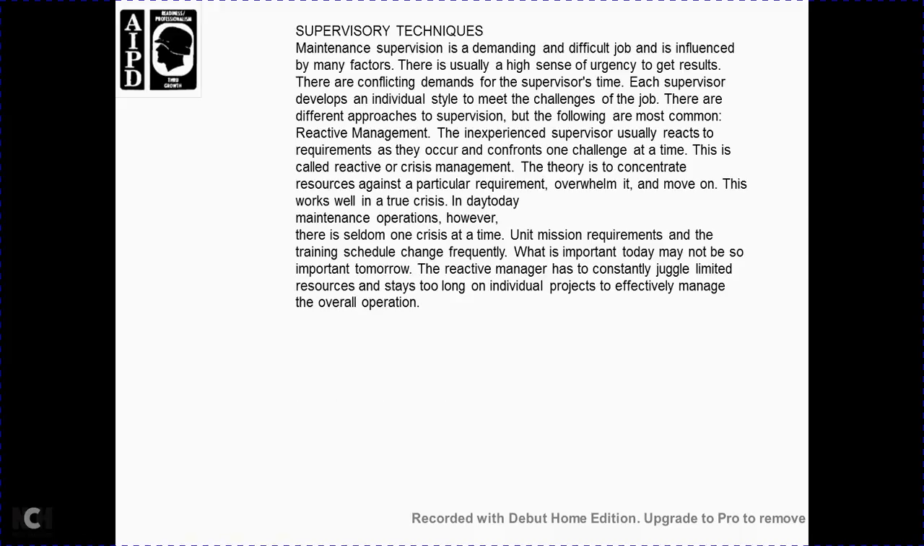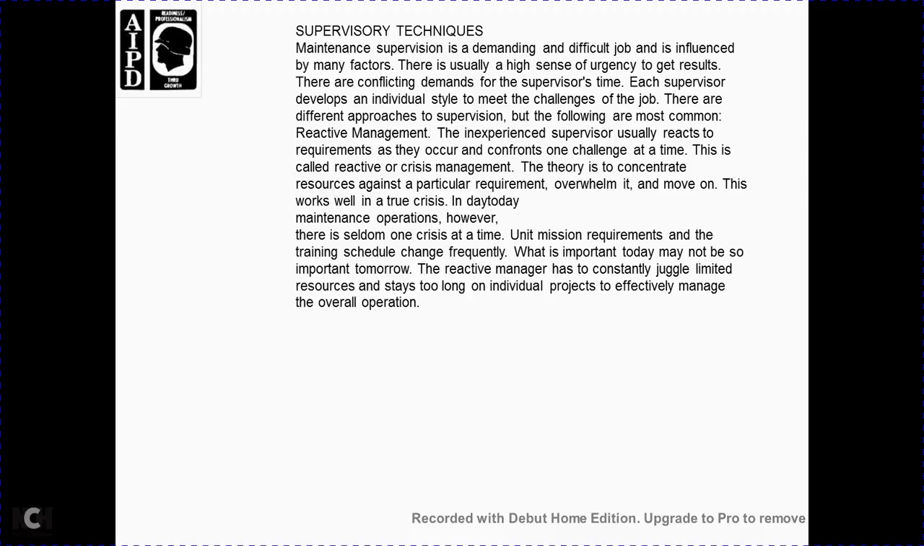Supervisor techniques. Maintenance supervision depends on the difficulty of the job, with demanding factors, a high tendency for urgent problems to be resolved, and conflicting demands on the supervisor's time. Each supervisor develops individual techniques to meet the challenges of the job. There are different approaches to supervision, the most common being reactive management. The experienced supervisor reacts to requirements and confronts challenges all the time. This is called reactive or crisis management.